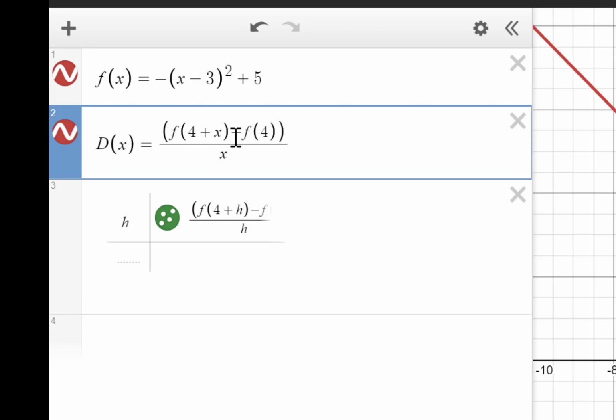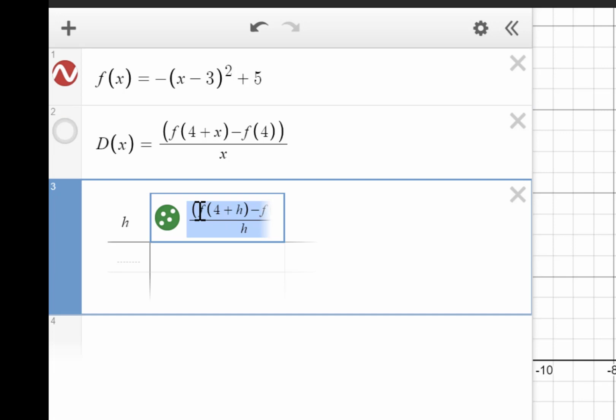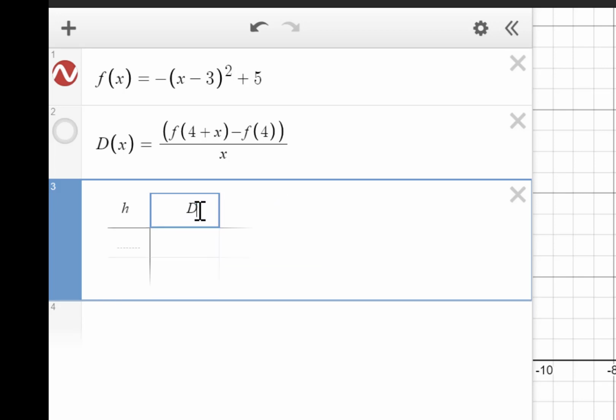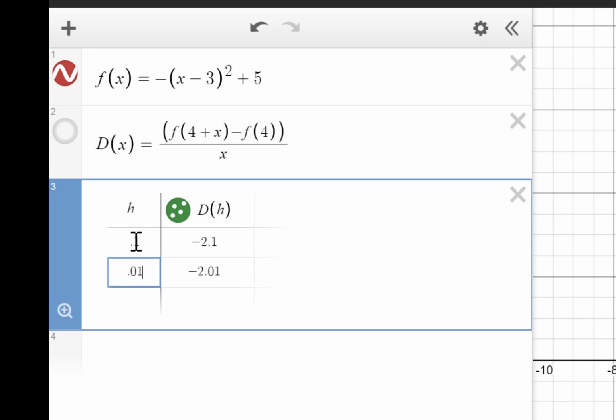I'm going to define that function as f of 4 plus x minus f of 4, all over x. And notice what this is really saying is we're going to treat the x in this formula like the h in my difference quotient. I'm going to turn off that graph because we don't need to see that. Then instead of defining that whole difference quotient here, which bleeds off the edge, I could just say that this is d of h now. So now when I plug in h, 0.1, 0.01, it is going up to this formula and plugging in f of 4 plus h minus f of 4 all over h.